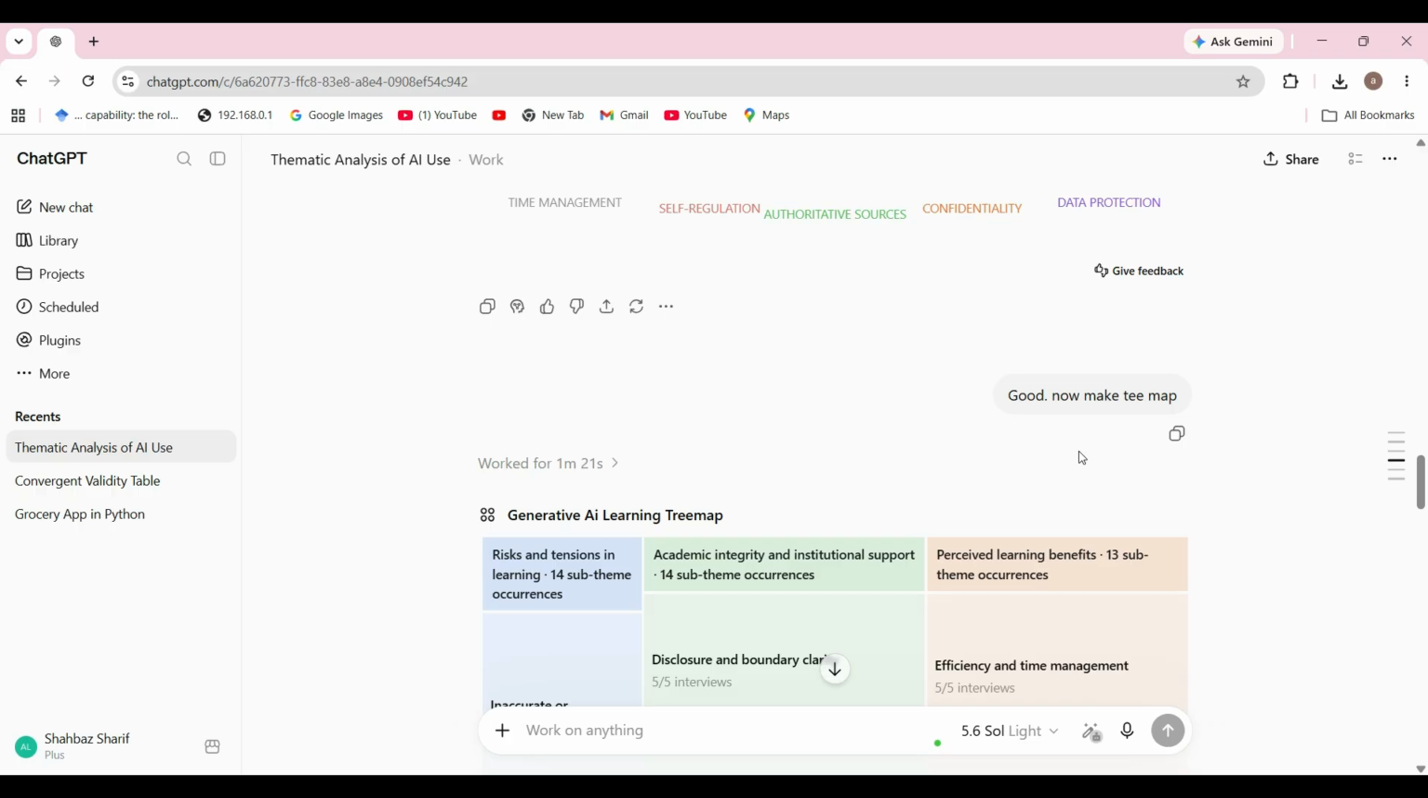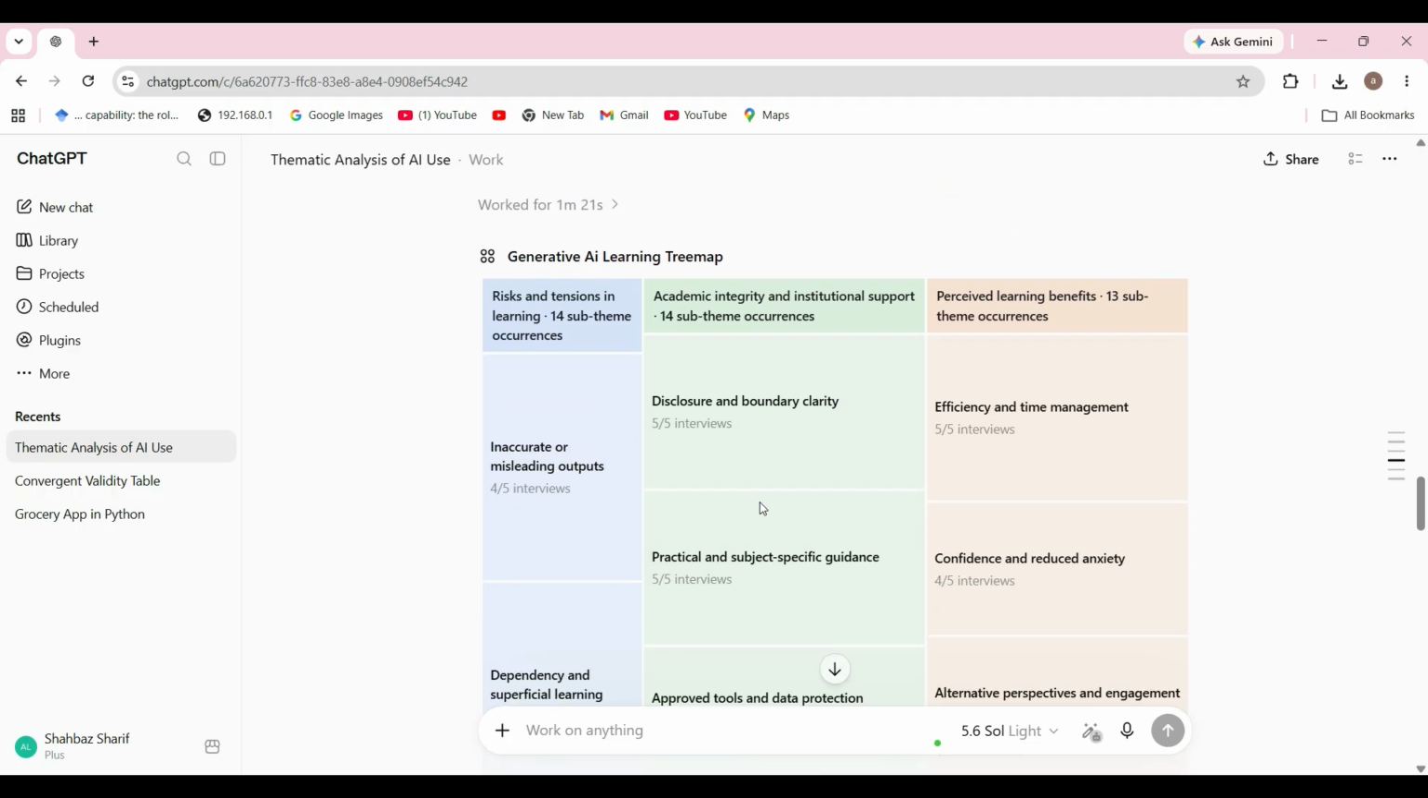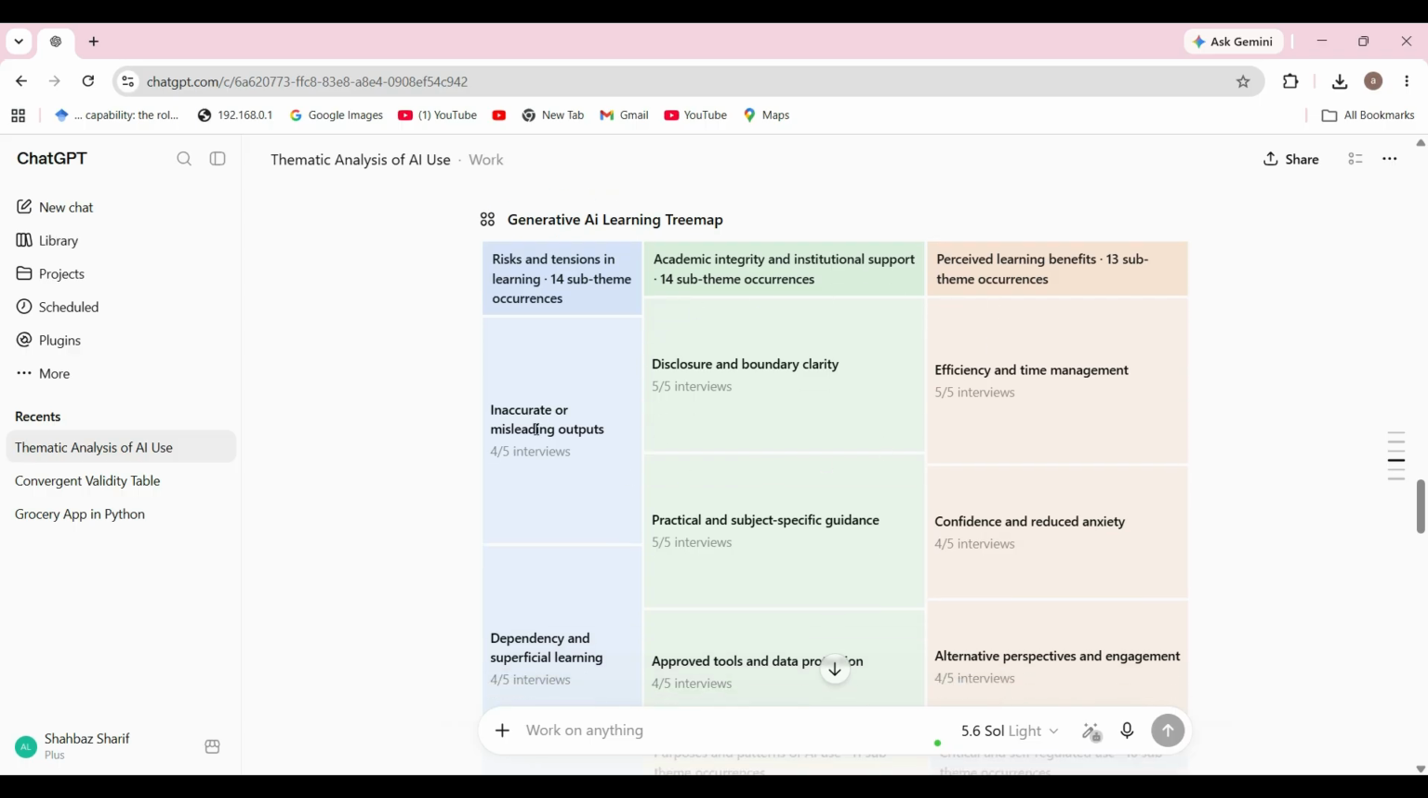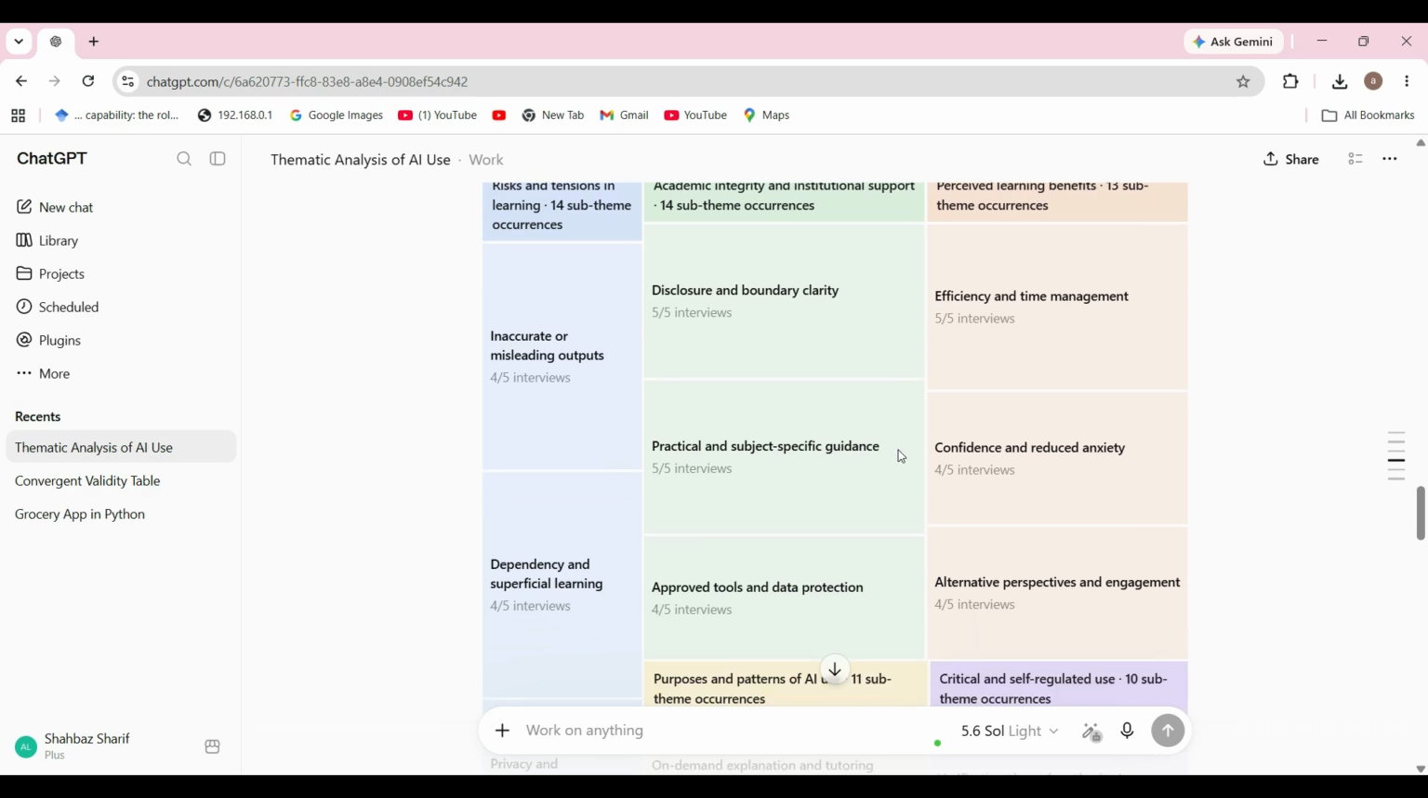Again, I asked ChatGPT to make a tree map. ChatGPT successfully generated the tree map. You can see here, this is the tree map according to our frequency, themes, and sub-themes.